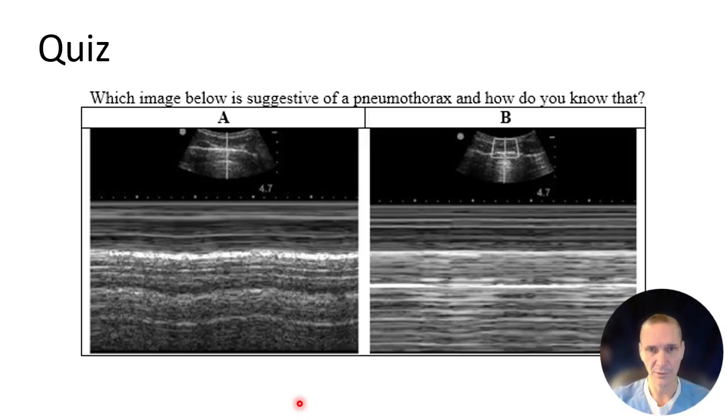Which image below is suggestive of a pneumothorax, and how do you know that? The answer would be B is suggestive of a pneumothorax. A, the lung is up, and the reason we know the lung is up is because this is the sand on the beach, so there's motion here. This is the barcode sign.